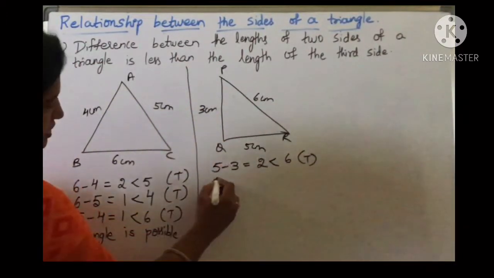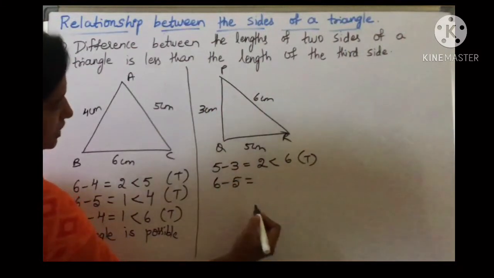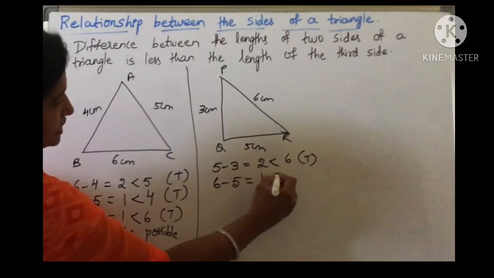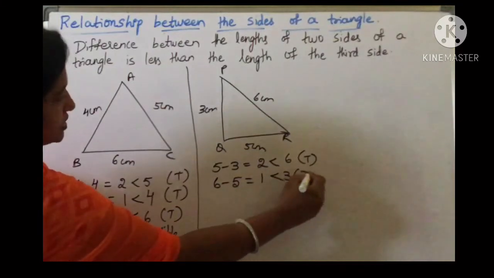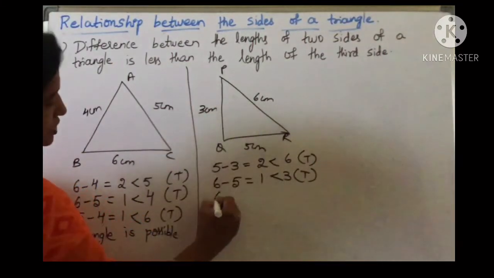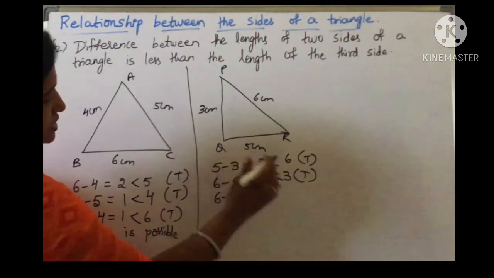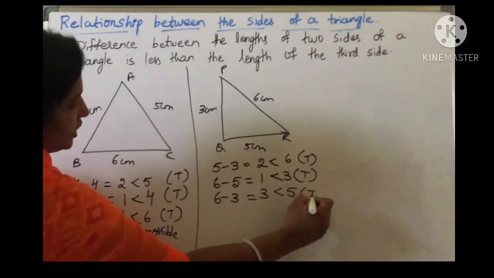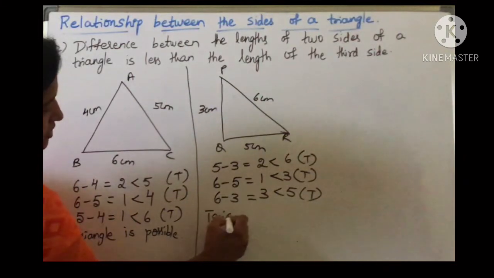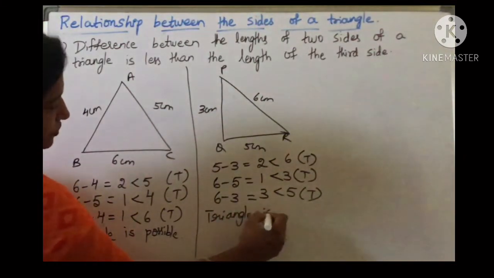Now another two sides. 6 minus 5. 6 minus 5 is how much? 1. Here 1 is less than 3. Yes? True. Now another 2. 6 minus 3. 6 minus 3 is how much? 3. What is the third side? 5. 3 is less than 5. True. So in this case, triangle is possible.